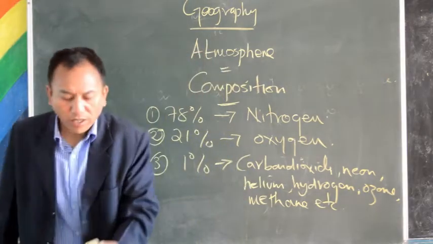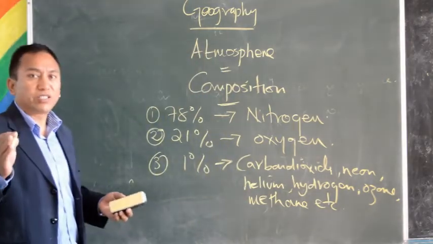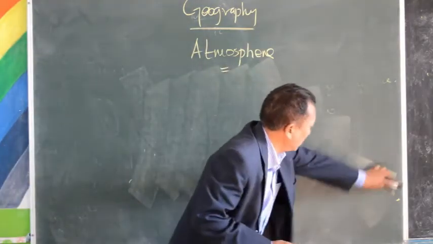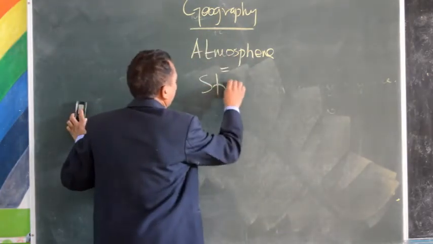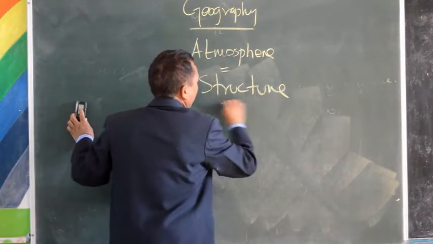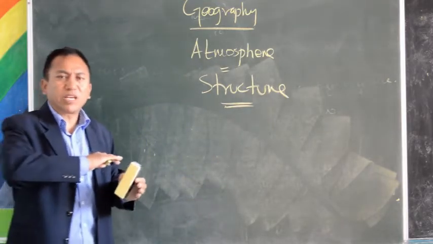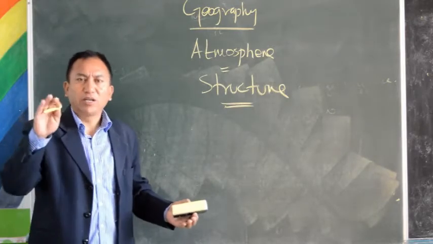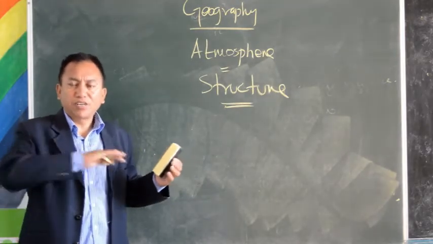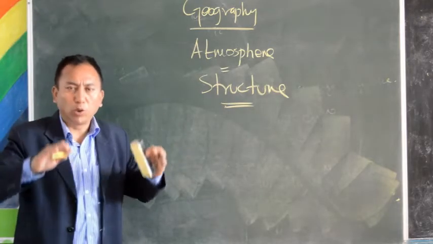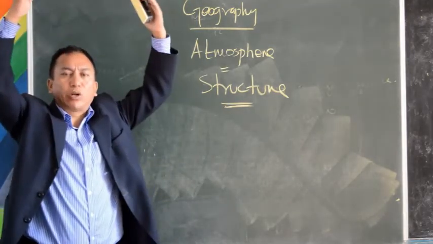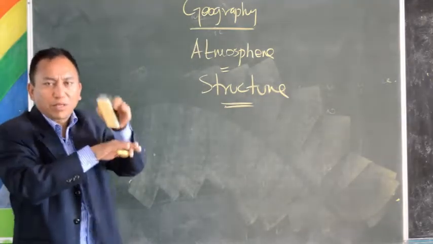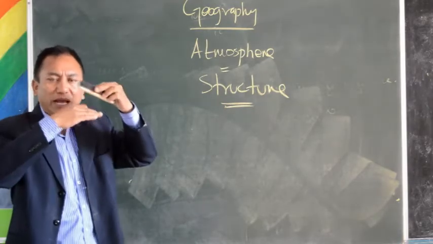Now let us go a little bit further and see the structure of the Earth's atmosphere. We know that the Earth's atmosphere is not just one thick layer. There are different layers of the Earth's atmosphere depending on its density. The heavier ones are on the lower part, then the lighter ones, and so on. So depending on the density, the different layers of air settle down.